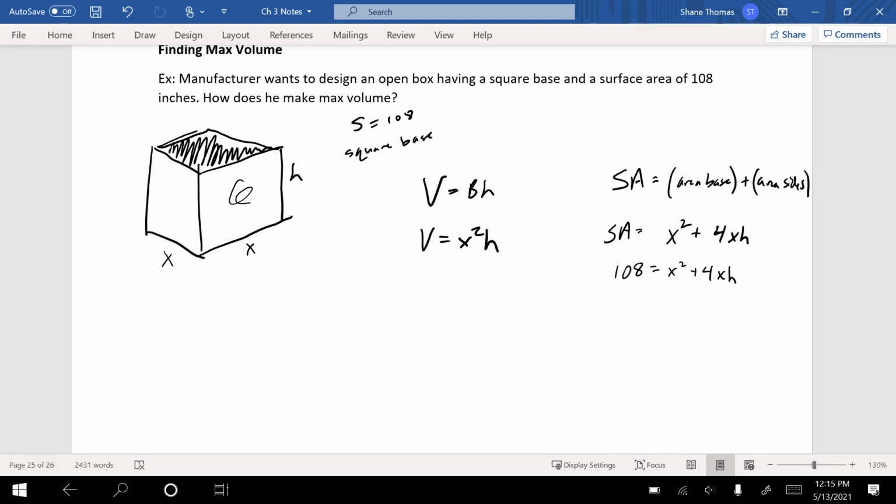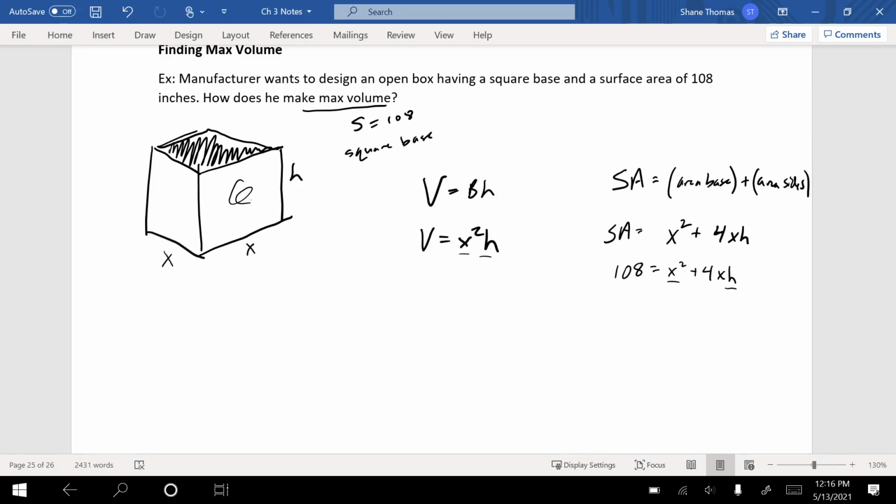Now, if we look at this guy, we're worried about volume, correct? The big thing is we want max volume. Now, if we want max volume, we want to get this into one variable. So I'm looking at this. I have an x and an h here, x and h, right? And we're worried about x. So can we solve this guy for h and then plug it in over here? Yeah. So let's solve this guy for h.